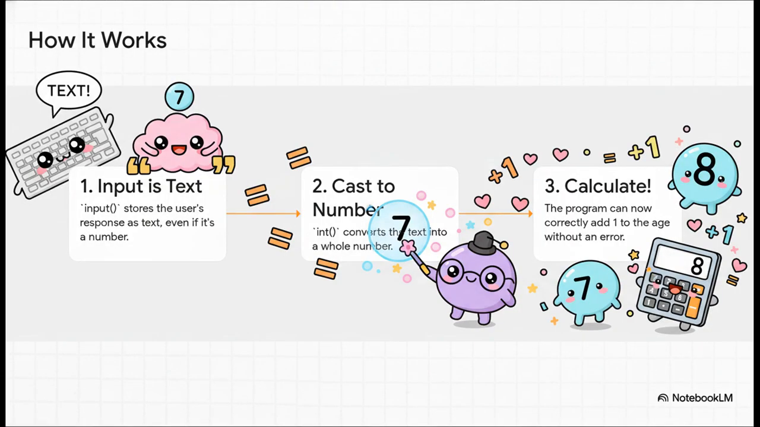So let's break this down. First, the input function grabs what the user typed. But remember, it saves it as text. Then, and this is the key, we use our int function to translate that text into a real whole number, and we store it in a new variable called age. And just like that, age is a number, we can add 1 to it, and our program works perfectly.